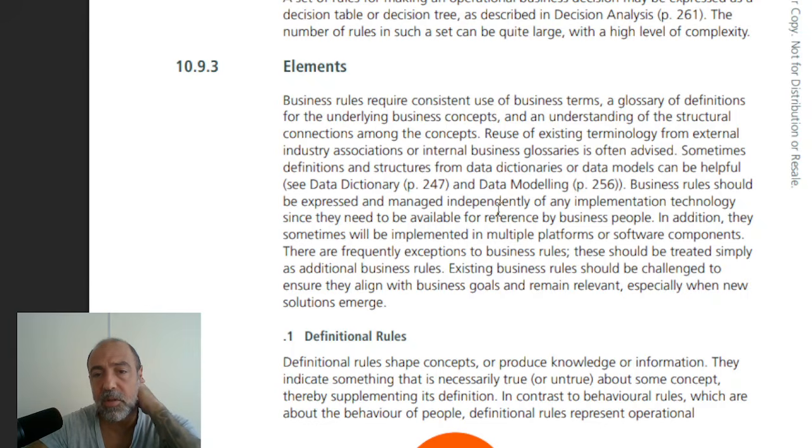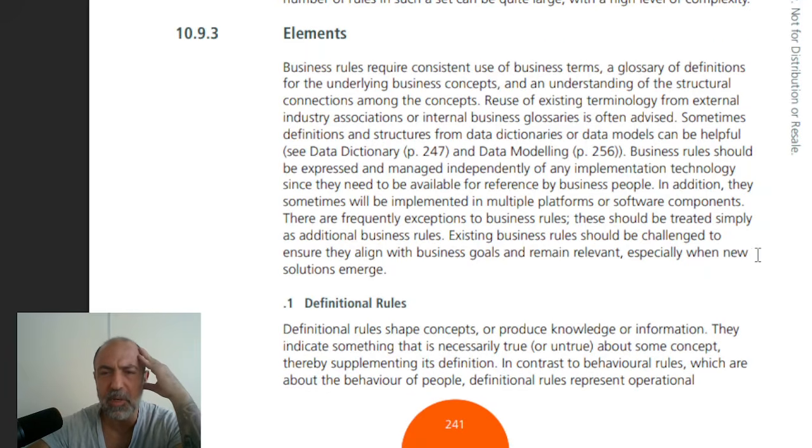Of existing terminology from external industry associations or internal business glossaries is often advised. Sometimes definitions and structures from data dictionaries or data models can be helpful. Of course. Data modeling, why data modeling? I can't tell why they would do that.